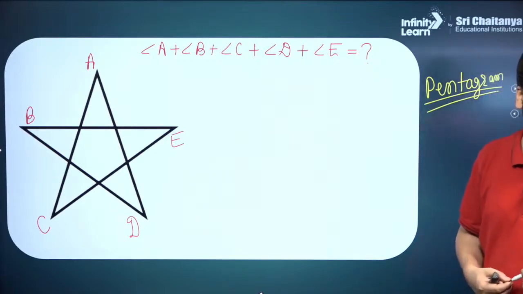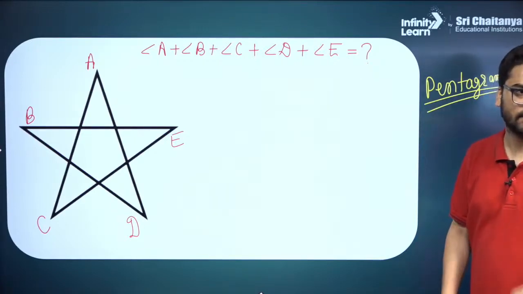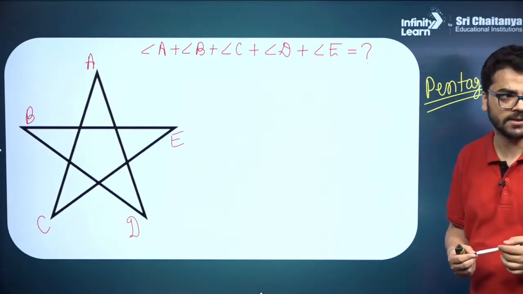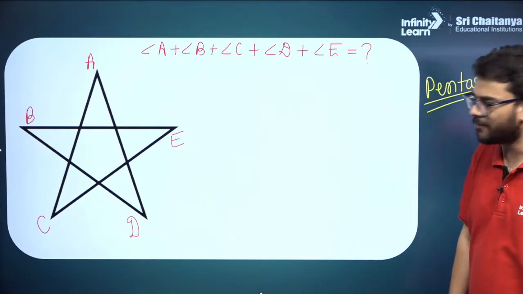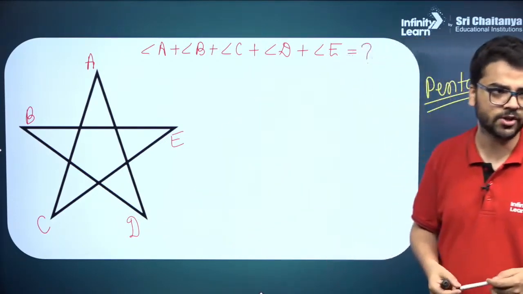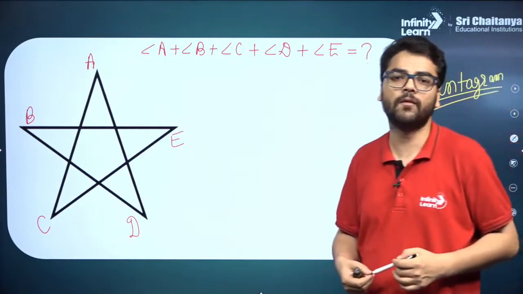Okay, what about other students? 45 into 3 you are getting, Patty. I hope I'm pronouncing your name correctly. This is a pentagram. Can you tell me what is the value of A plus B plus C plus D plus E? This is a famous question, guys. An important question over here.